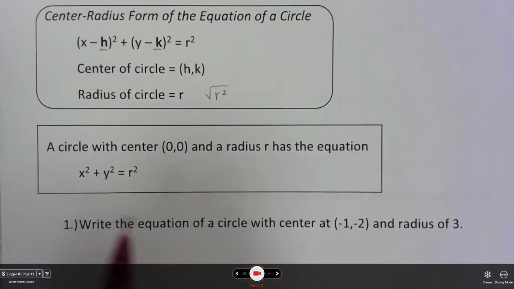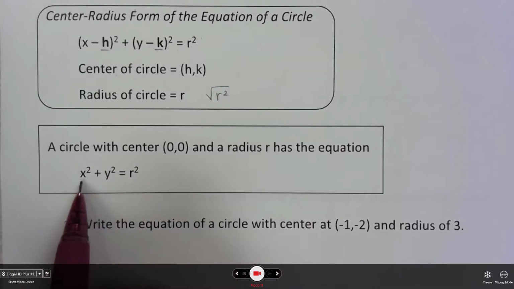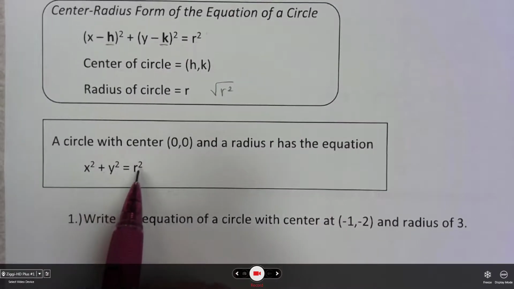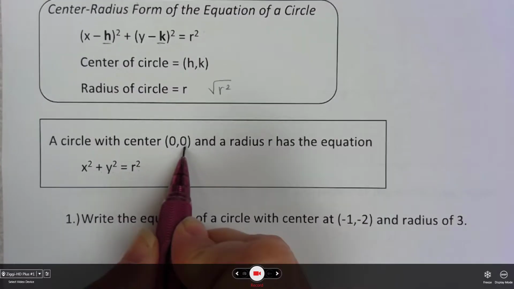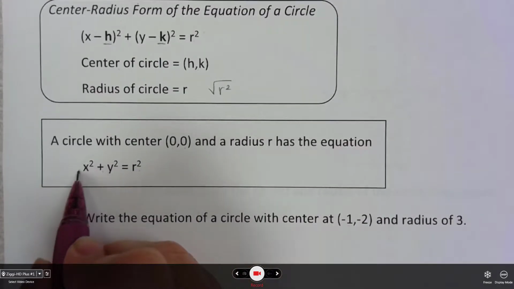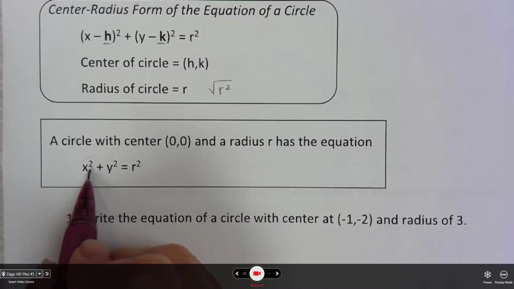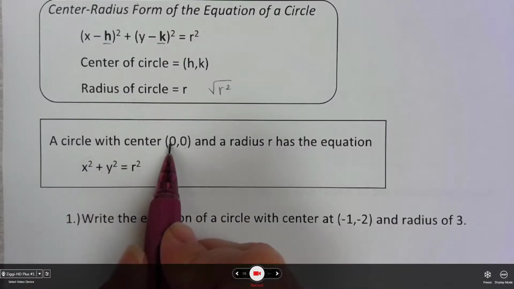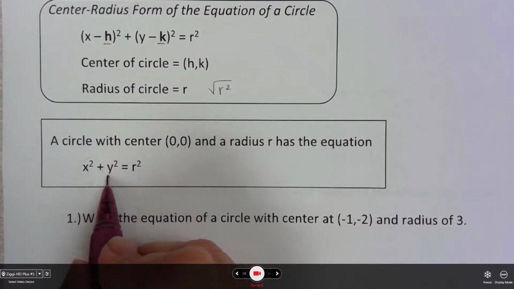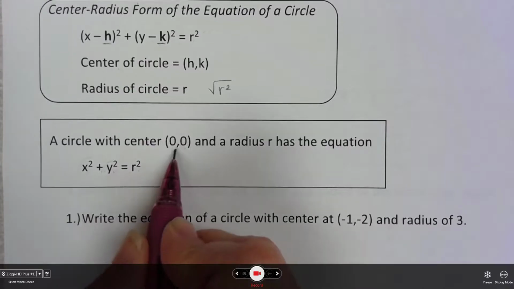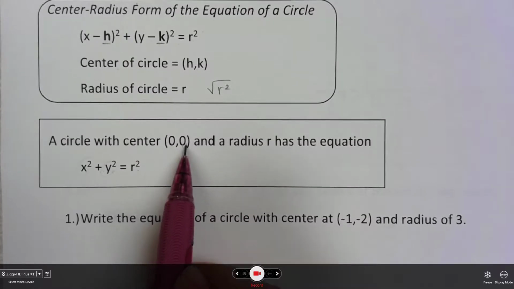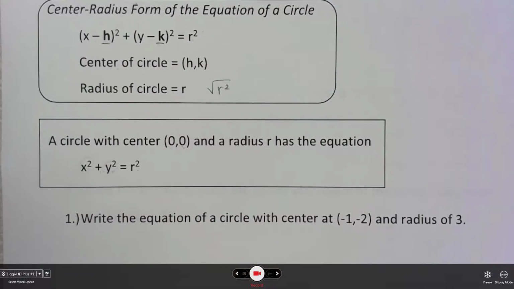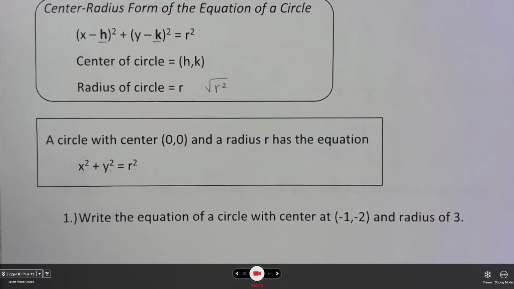If you see an equation that is in the form of x squared plus y squared equals r squared, then the center of that circle is always going to be 0, 0. So anytime you come across just x squared, with no number being added or subtracted from it, then h is just 0. And if you just come across y squared, with no number being added or subtracted, then that k value is 0. So the center would be at 0, 0 for x squared plus y squared. And we'll look at an example of those in a minute.